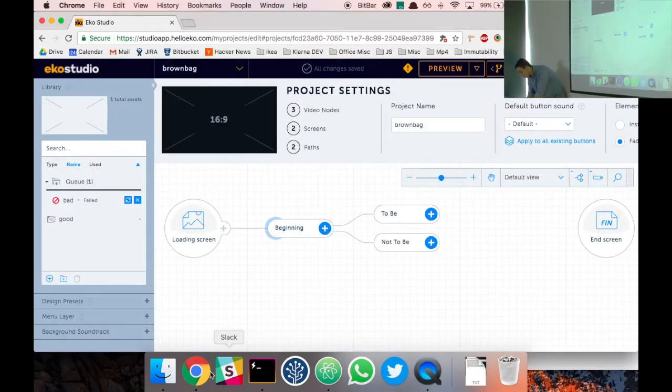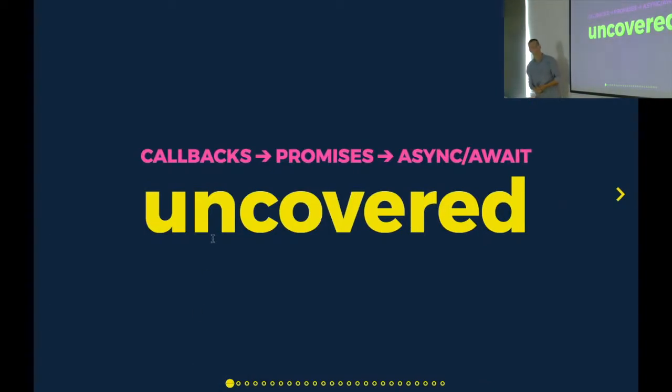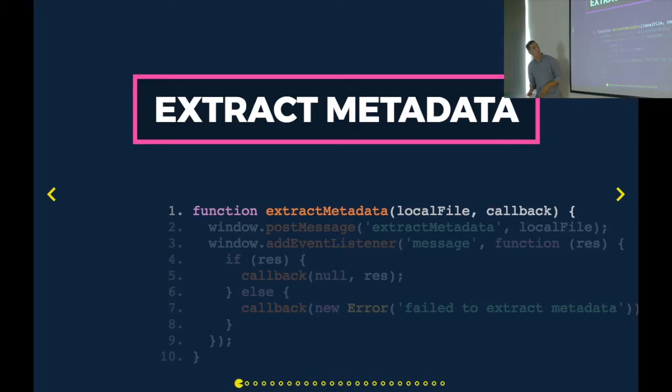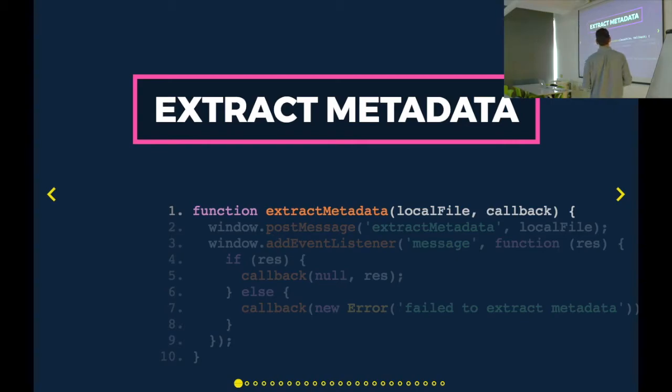So let's jump into the system code. Let's describe the first step of extracting the metadata. And the first approach is using callbacks. And when you use callbacks, the most common pattern is to give the input to a function, extract metadata, which will get a reference to a local file, and you give it a second argument, which is a callback to be invoked when the output is ready.